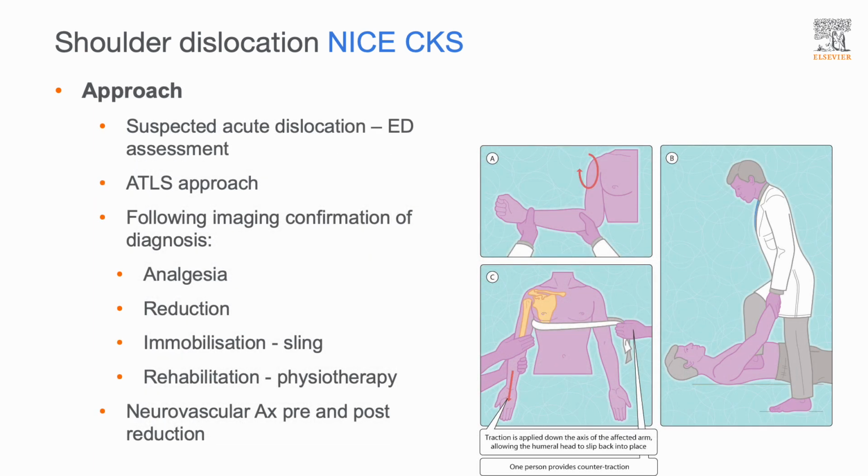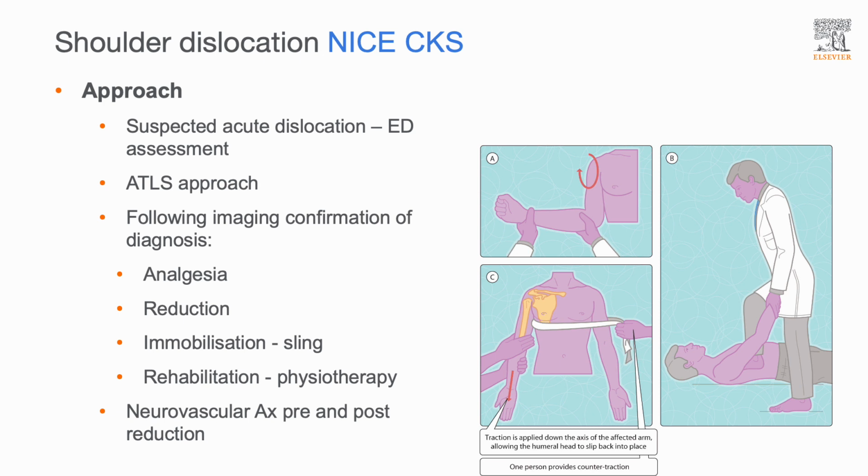The management of all acute trauma should be with ED referral for full assessment and involve an ATLS approach. Following imaging confirmation of the diagnosis, management of shoulder dislocation involves analgesia, reduction, and several of the methods of reduction are shown on the right. Sling immobilization is typically offered post-reduction, and rehabilitation with physiotherapy is essential to prevent functional impairment.